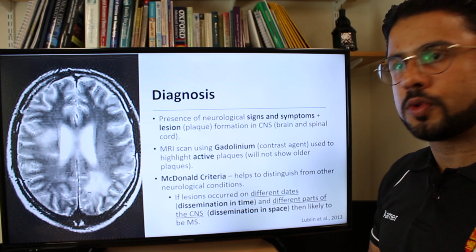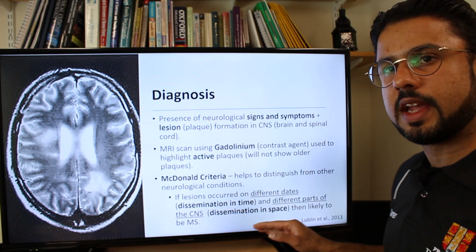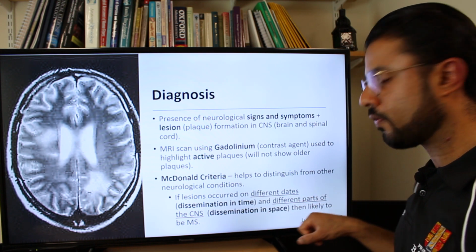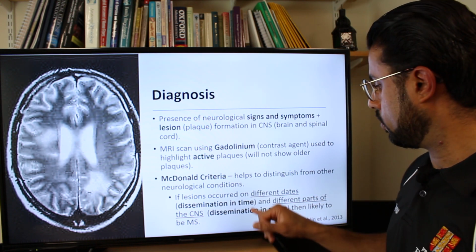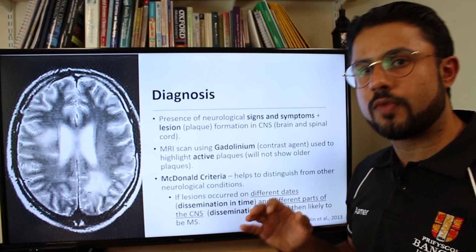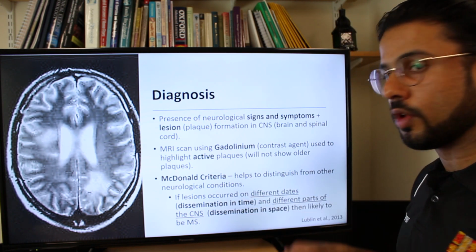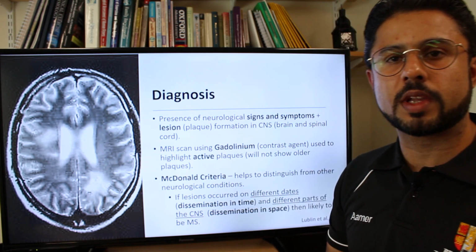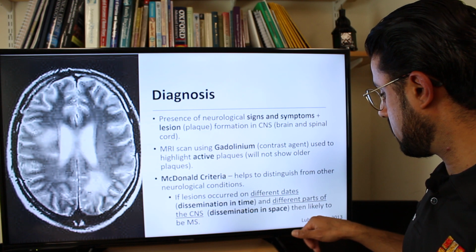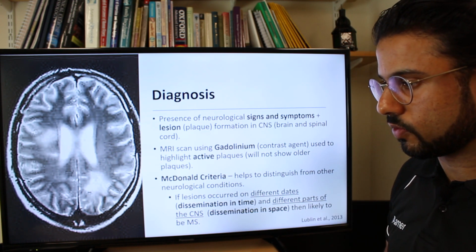And it basically shows whether the lesions occurred on different dates, which is known as dissemination in time, and whether it occurred in different parts of the brain or the spinal cord, and that's known as dissemination in space. Now, if those two things occur, then it's very likely that the patient's suffering from MS. Okay, so that's something just to keep in mind. And there is some information about the McDonald criteria in this reference here.